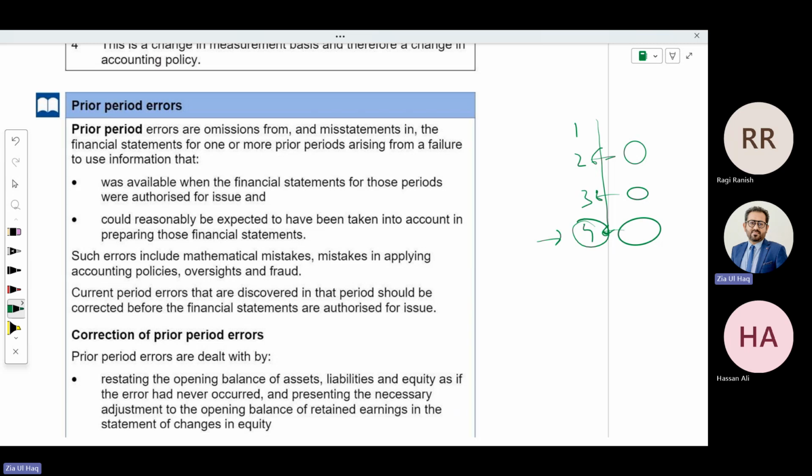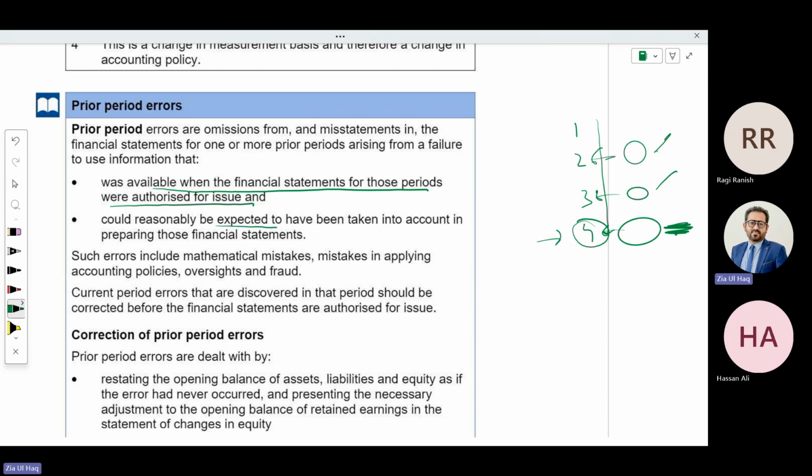Prior period errors are omissions from and misstatements in the financial statements for one or more prior periods arising from a failure to use information that was available when the financial statements for those periods were authorized for issue. Meaning here, that was not identified. Here, due to some information, that error has been identified.